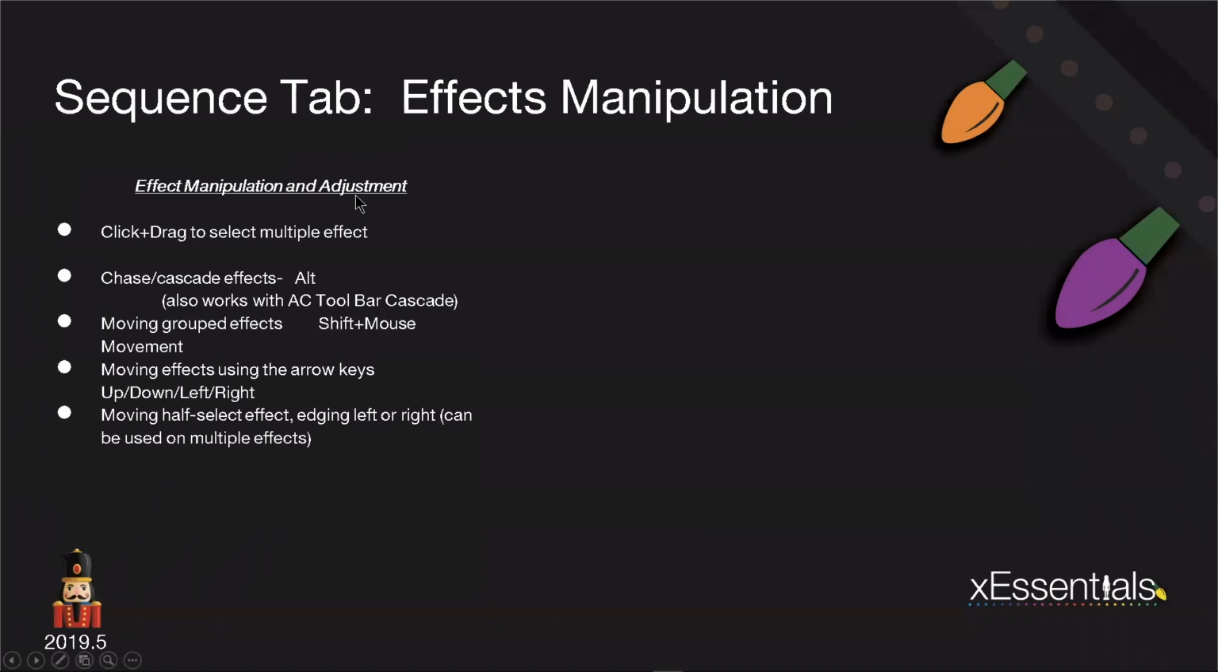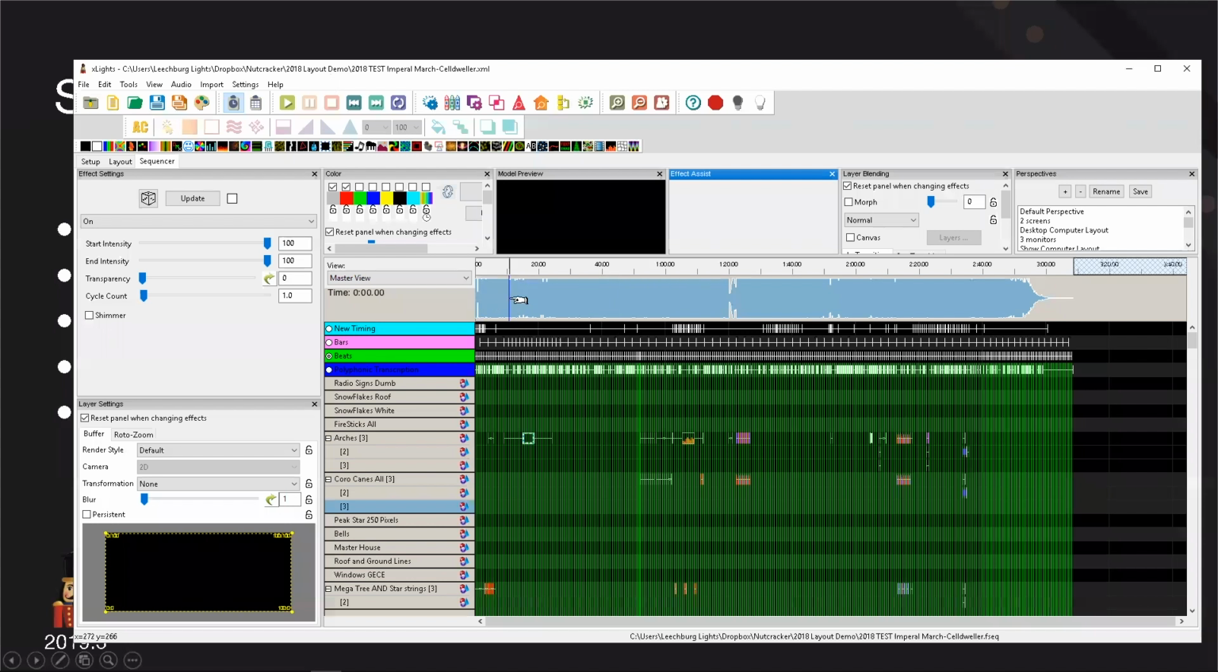Next, we have the sequence tab and the effects manipulation. What I'm going to do now is try to do a couple demonstrations. Whenever you're sequencing in xLights, there's a lot of ways to manipulate any of the sequencing or effects that are there. There's a lot of shortcuts, and it's hard for me to show you in a presentation how they work, but I'm going to attempt to do a couple click drags to select effects. I'm going to try to work through all of these here and kind of give you an idea.